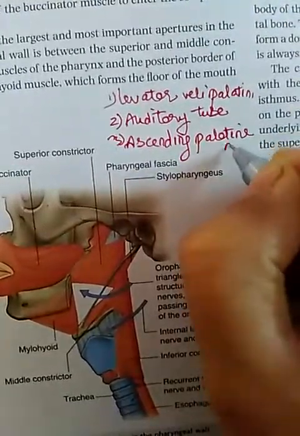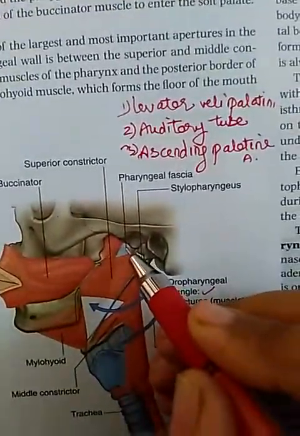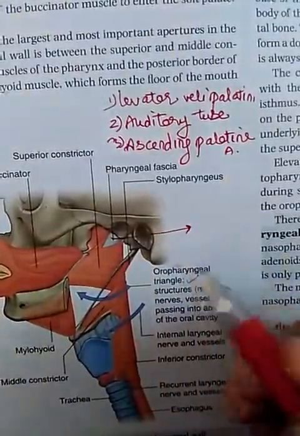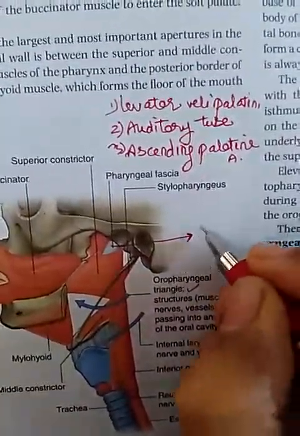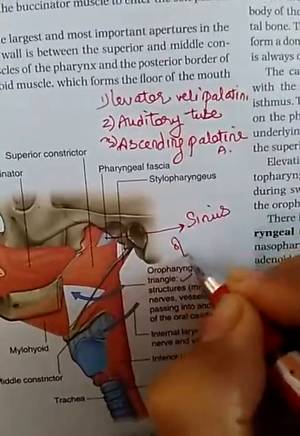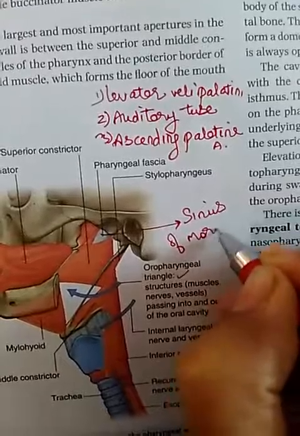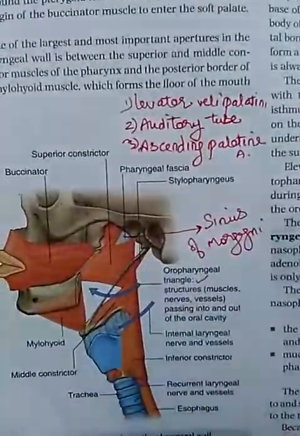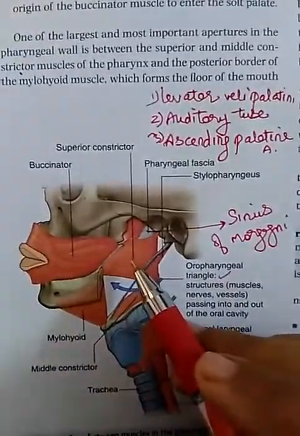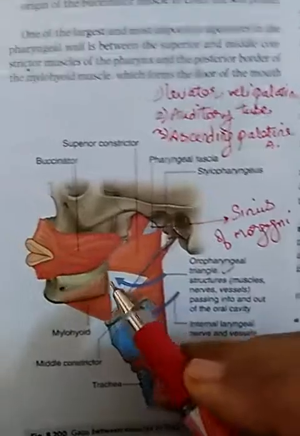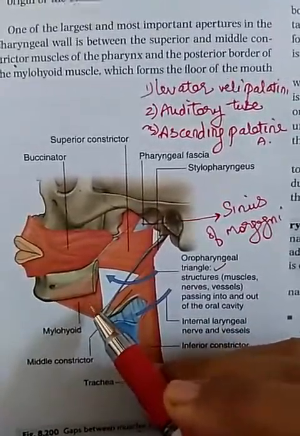One more thing which you should remember, that this space, which is covered by the pharyngobasilar fascia also, this space between the base of skull and superior constrictor muscle, is also called the sinus of Morgagni. Clear? Okay, now this is the superior constrictor muscle, this is the middle constrictor muscle, and here is the mylohyoid muscle.